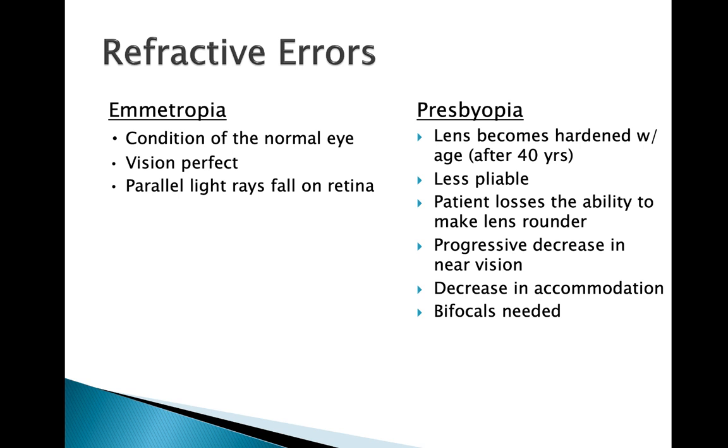Now, why is that important? It's important because now it's hard to tell if somebody's wearing glasses for near vision and distant vision. So you have to ask them, do you wear progressive lenses? They may not know what their eye condition is, but if you ask them, do you have progressive lenses? Then you know that they have a near vision problem and they have a far vision problem as well.